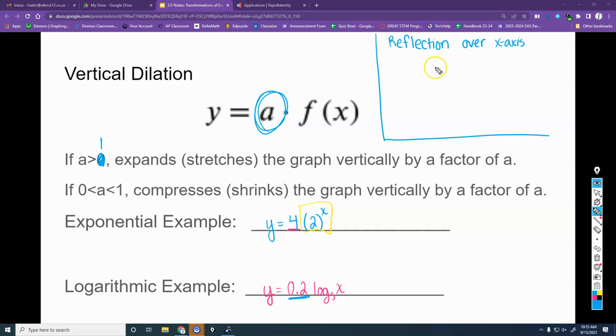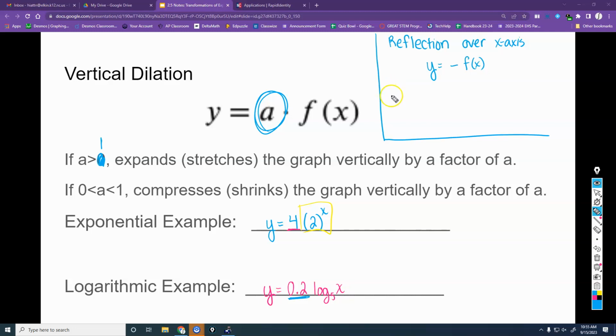Does anybody remember what we did to flip something upside down when we had the absolute value bars? It's a negative. So if you have negative times whatever the function is, negative f of x, that's going to flip it upside down.